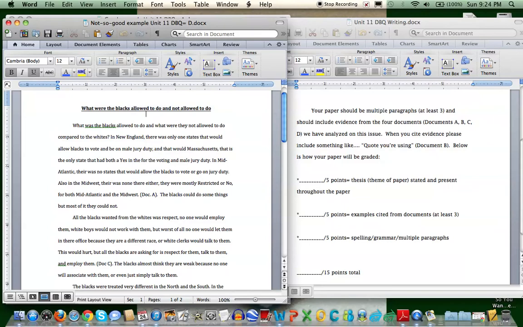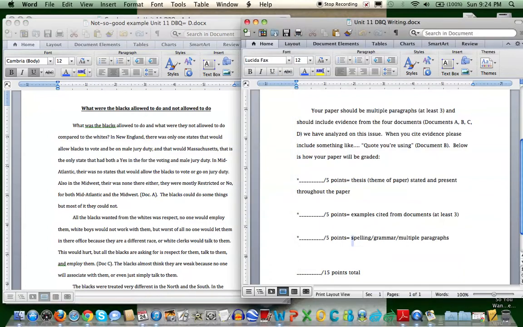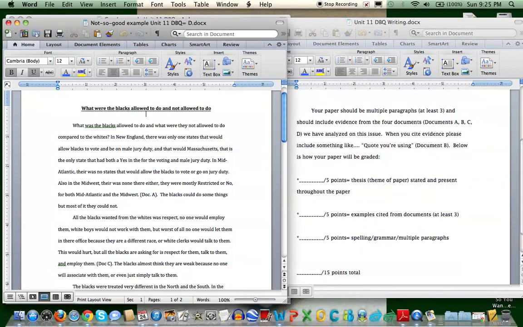The student's title here is, "What were the blacks allowed to do and not allowed to do?" So we start here. "What was the blacks allowed to do and what were they not allowed to do compared to the whites?" First of all, this should be changed to "what were the blacks allowed to do," not "what was." So this student is already getting graded down for spelling, grammar, etc. Because when you write a professional paper, you need to be sure you proofread it. I know that 8th graders absolutely hate proofreading papers, but if you proofread your papers, they're going to be better. It really distracts from your writing when I can't get through it without there being some errors.